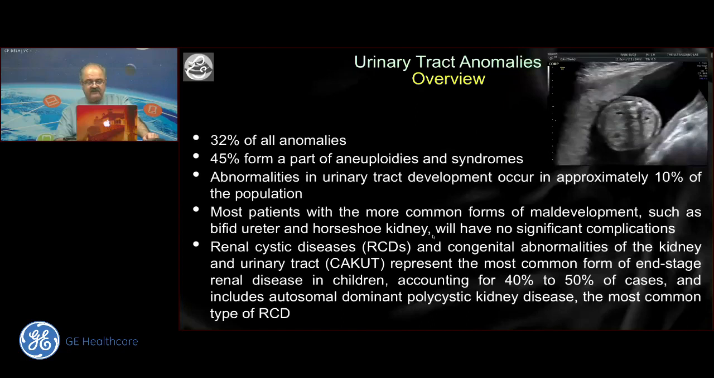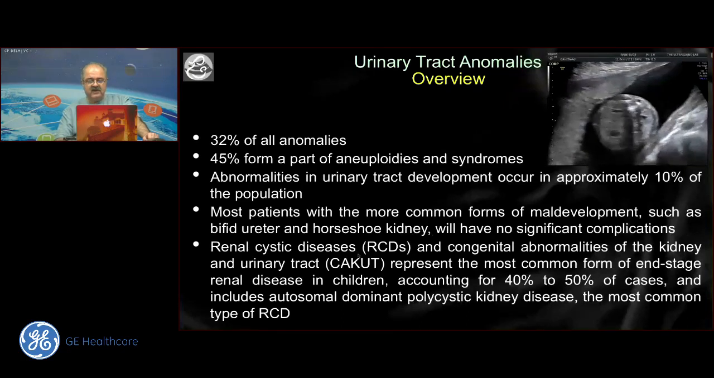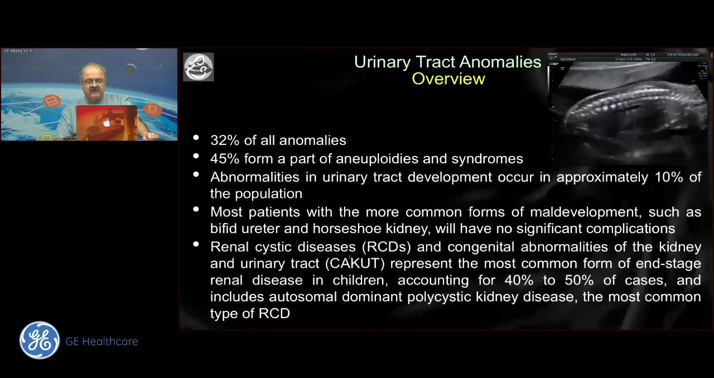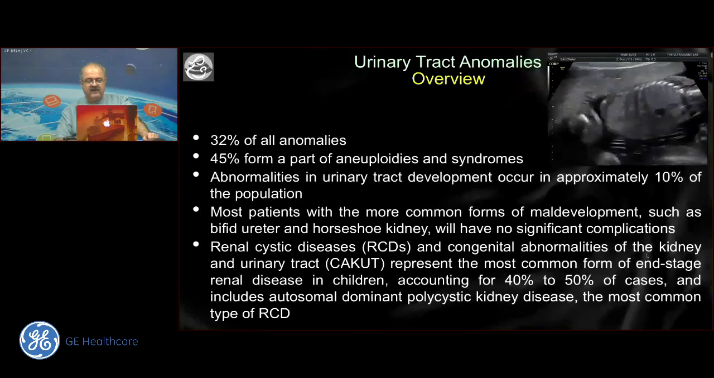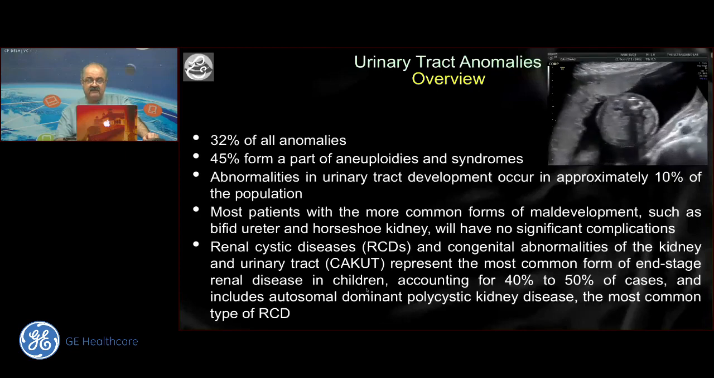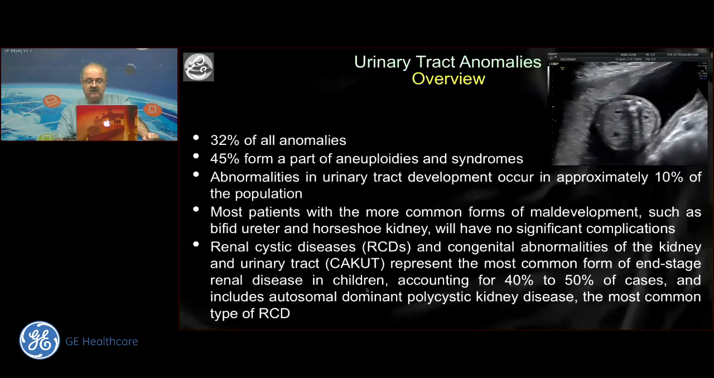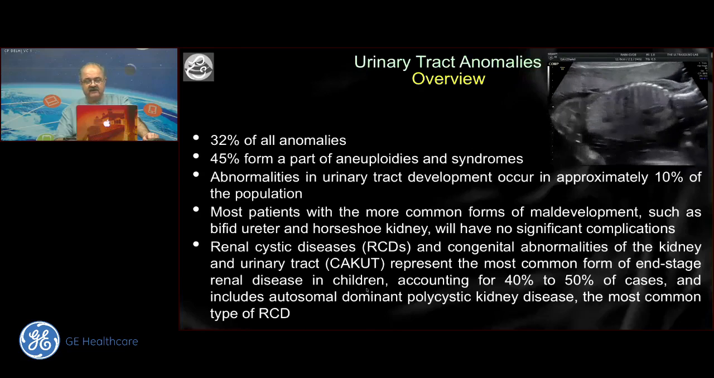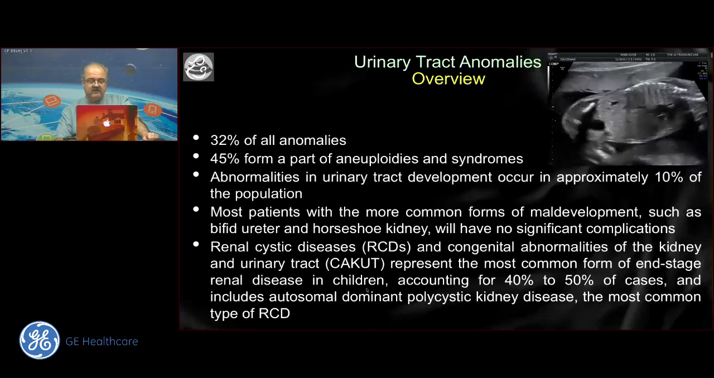On the other hand, we have some very serious diseases, such as the renal cystic diseases, and also the rest of the CAKUT, which represent the most common forms of end-stage renal disease in children. This means that there is an identifiable abnormality at the level of the fetus, which will account for a whole lot of problems afterwards, and also be responsible for chronic renal disease and renal failure in children. And therefore we need to be careful about this.